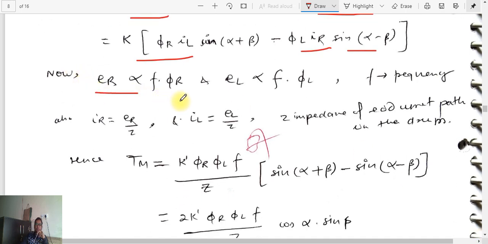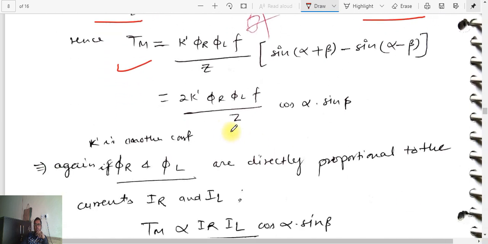ER is proportional to F into phi R, and EL is proportional to F into phi L, where F is the frequency. IR is equal to ER divided by Z, and IL is equal to EL divided by Z, where Z is the impedance of the eddy current path in the drum. Hence, Tm is equal to K dash phi R phi L F by Z into [sin(alpha plus beta) minus sin(alpha minus beta)], which is 2 K dash phi R phi L F divided by Z into cos alpha into sin beta. K dash is another constant.